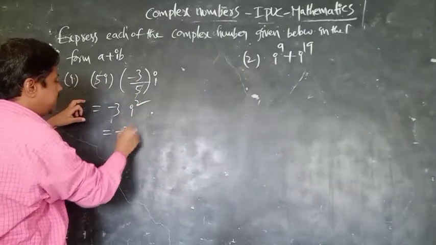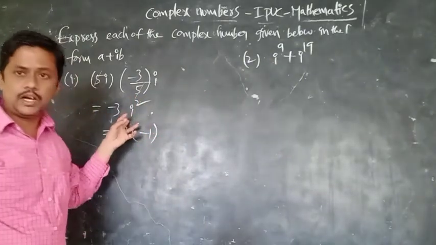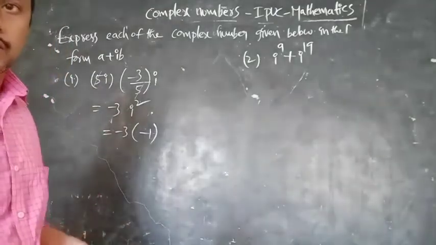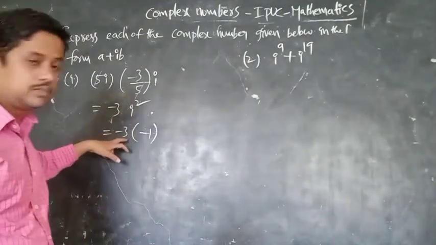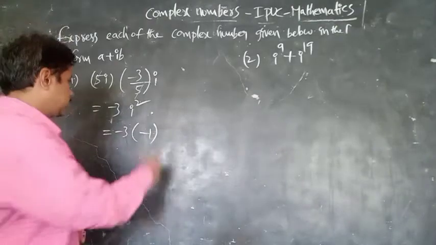So minus 3 into minus 1. I square formula is there. I square is what? Minus 1. So minus 3 into minus 1, so it equals plus 1.